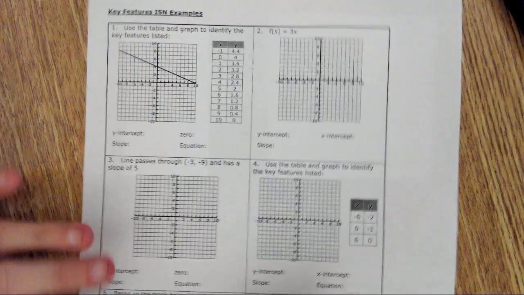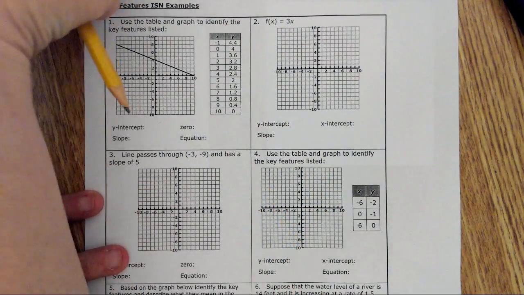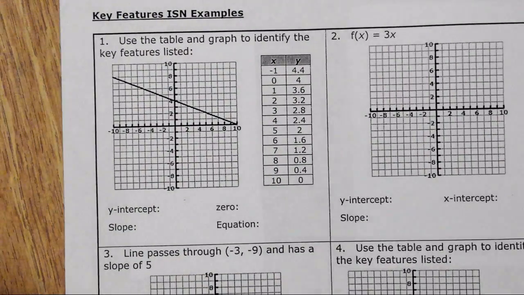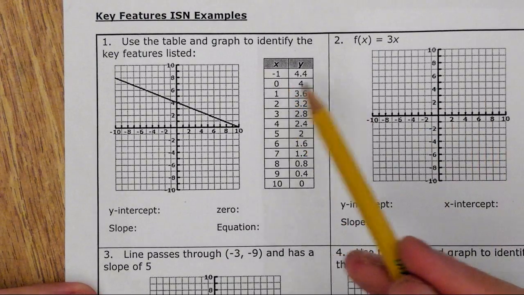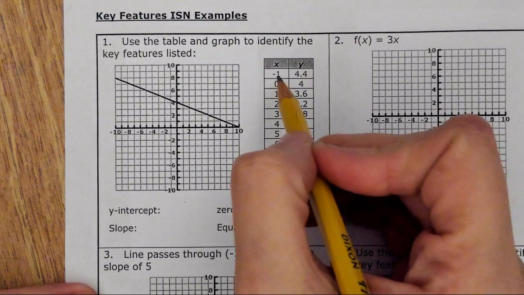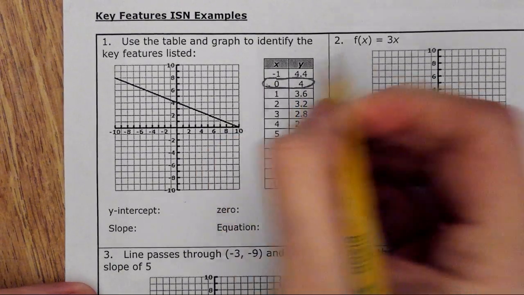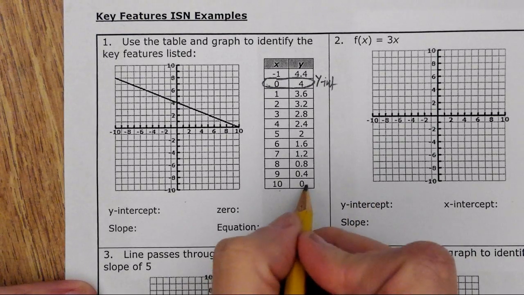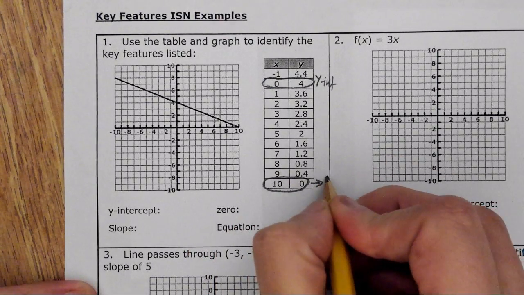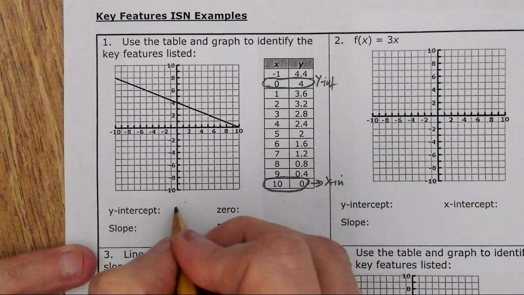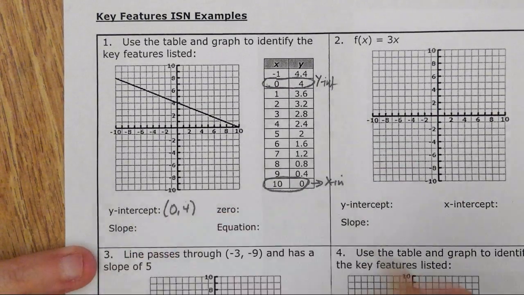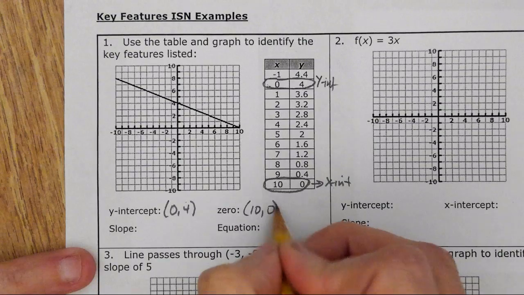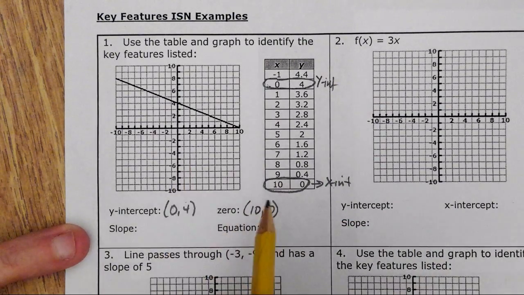All right, so we did a whole bunch of examples, and I'm going to do these examples with you again. Let's see if I can zoom in a little bit. Nope, wrong way. Okay, so with this first one, when I look at a table to find my y-intercept and my slope, remember my y-intercept starts with 0. So here is my y-intercept. My x-intercept has a last name of 0, so that's my x-intercept. My y-intercept has an address of (0, 4). My zero, or x-intercept, has an address of (10, 0). I can use those two points to find my slope.